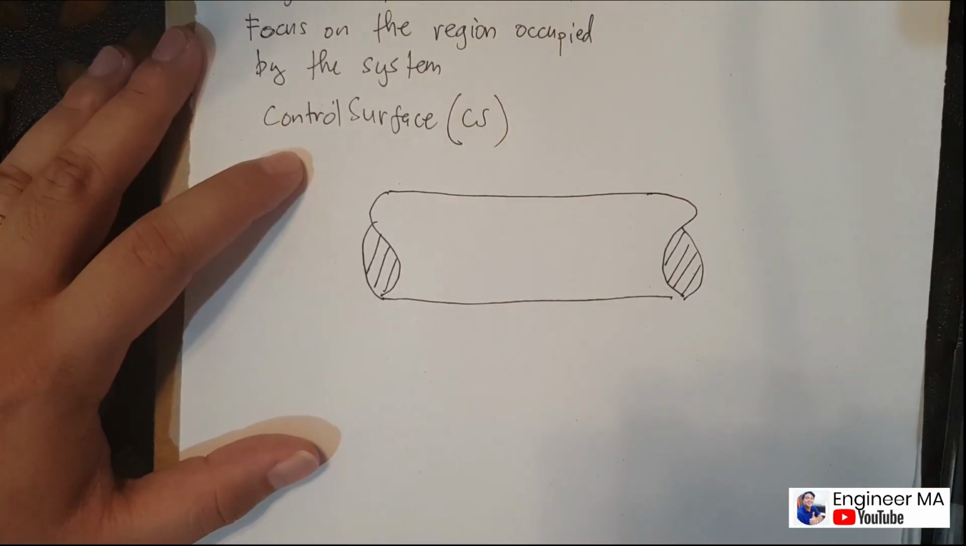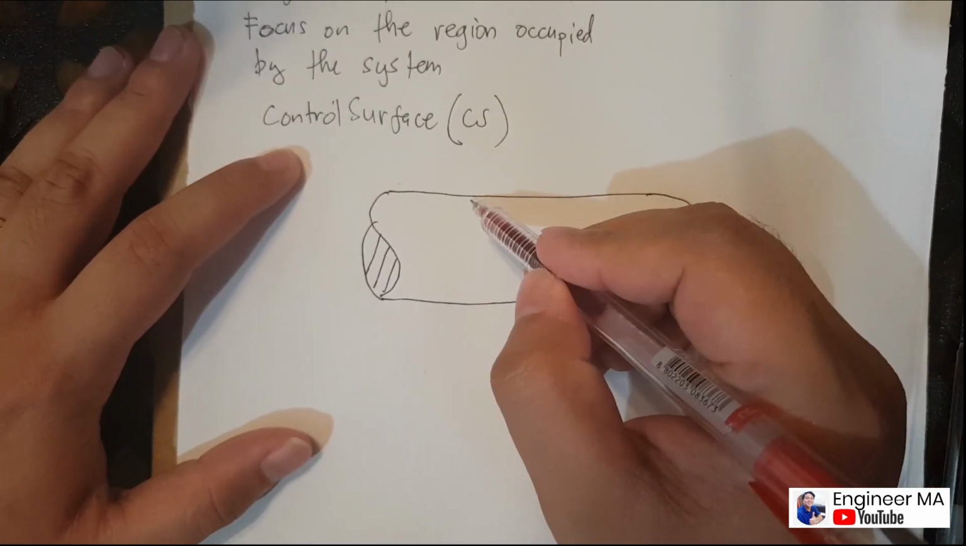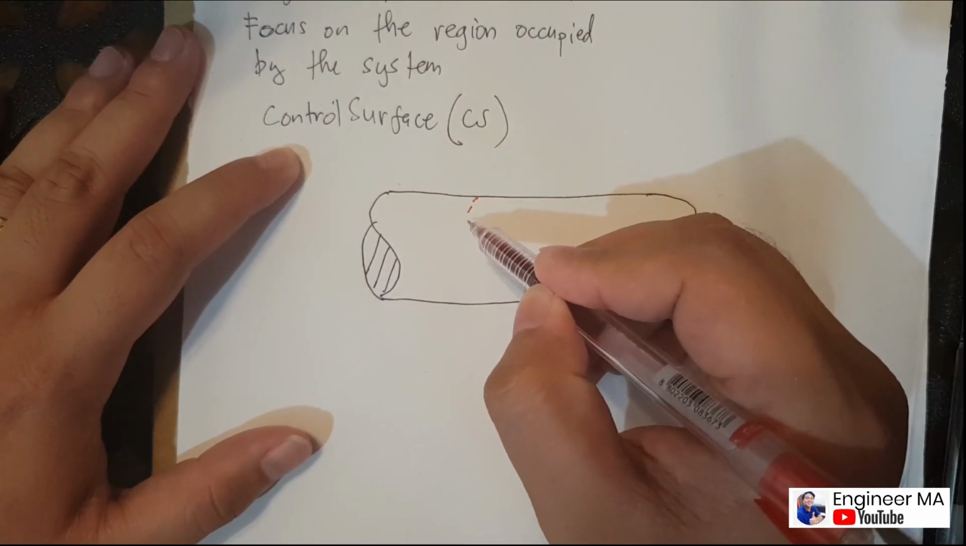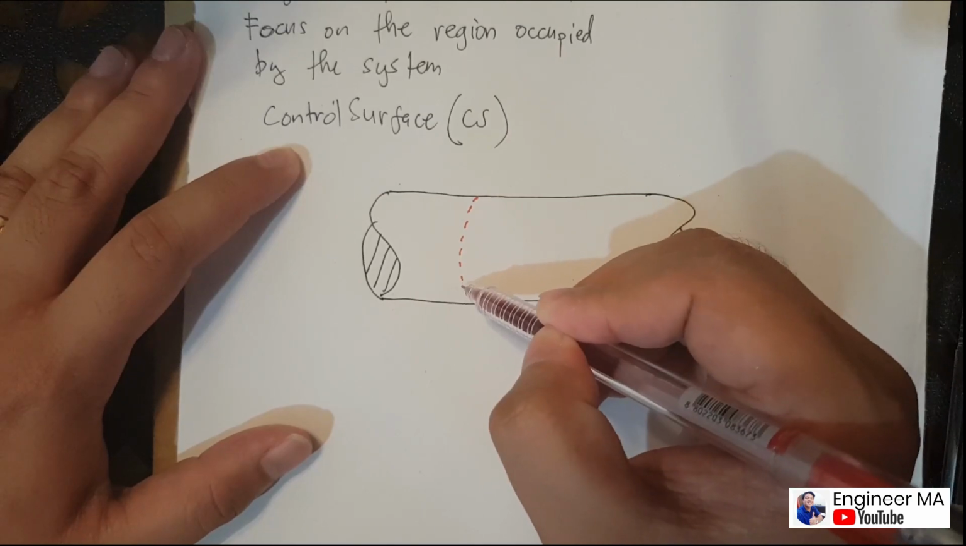So, lagyan natin ng control volume. So, ito yung control volume ng pipe natin. Lagyan natin ng i-read natin dyan.